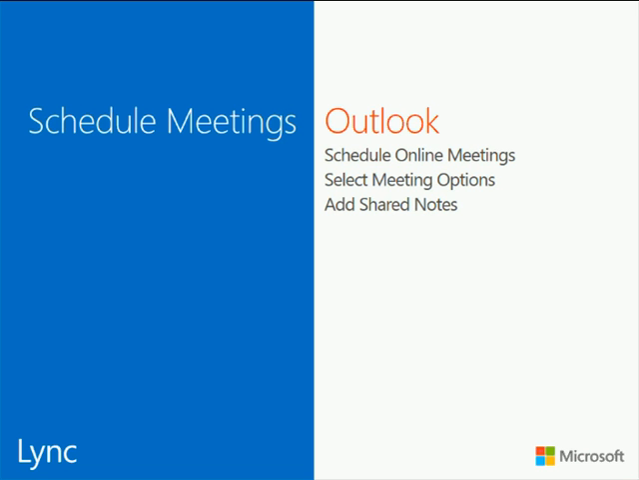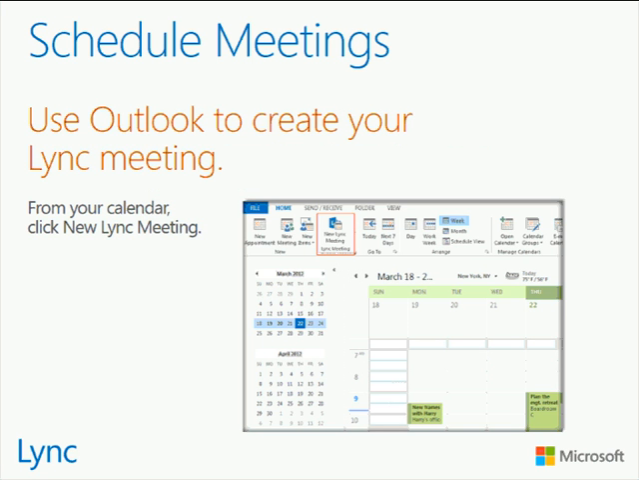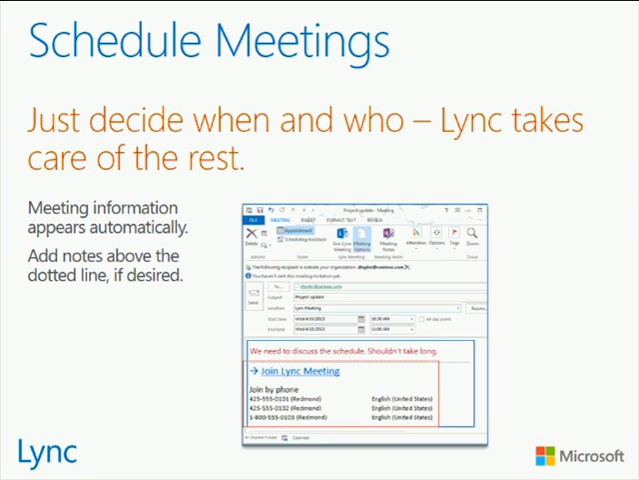So let's begin with Outlook, where you schedule your meetings, set your meeting options, and potentially even add some shared notes. So you'll go to your Outlook calendar. And up at the top of your Outlook calendar, you'll see the Lync icon to schedule a new Lync meeting. Go ahead and click on that icon, and you'll see a meeting request opens up.